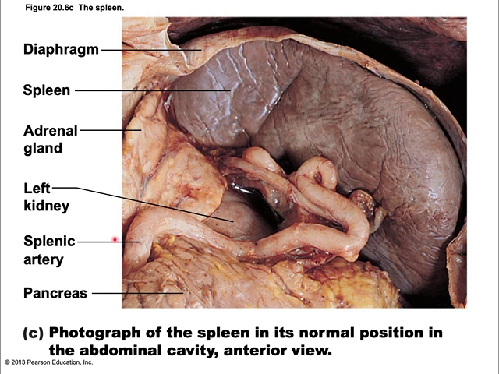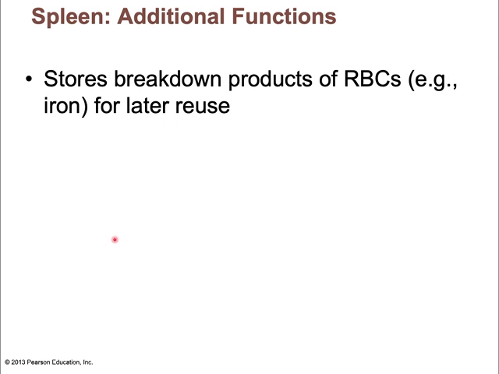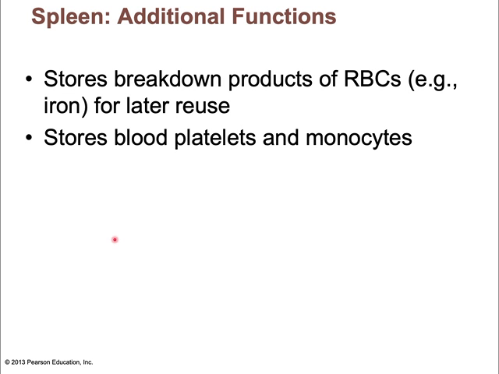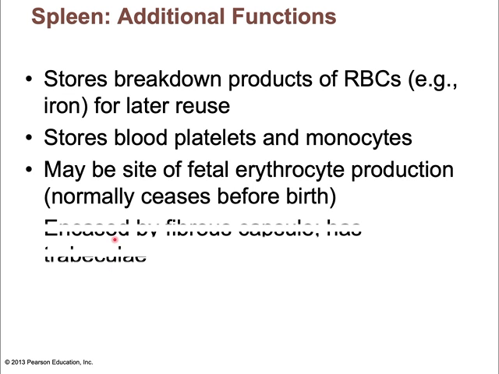It superficially, if you just glance at it real quick, looks a little bit like a kidney, but that's only because of the robust blood supply and the general shape. The spleen stores breakdown products of red blood cells, such as iron for later use. It stores platelets and monocytes, and it is the site of fetal erythrocyte production until the red bone marrow takes that over at around birth.